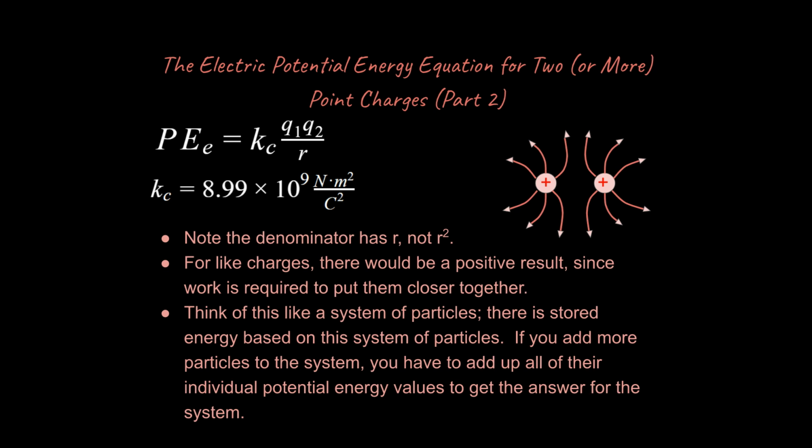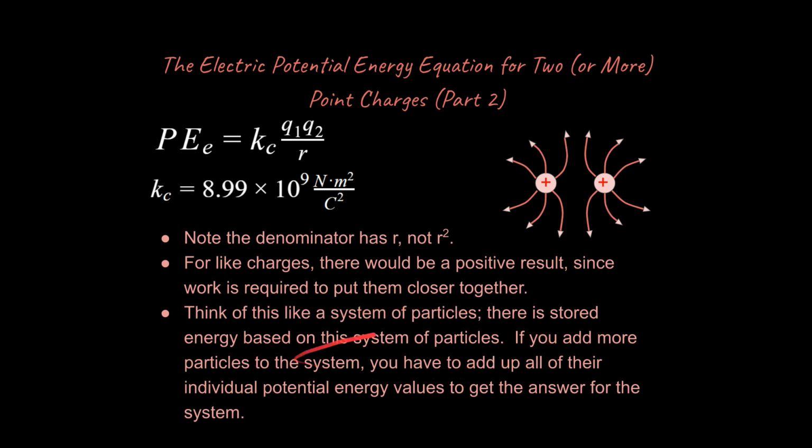Another thing to note is that this would be a positive result if you have two like charges, and that's because it's tough to put them together. In other words, it would take work in the physics sense to bring these things close together. And so then it would have stored potential energy. That would be kind of like raising up an object up over your shoulder. It would take work to be able to do that, but then that object would have stored energy based on its position, which is similar to what we're talking about here, although not exactly the same.